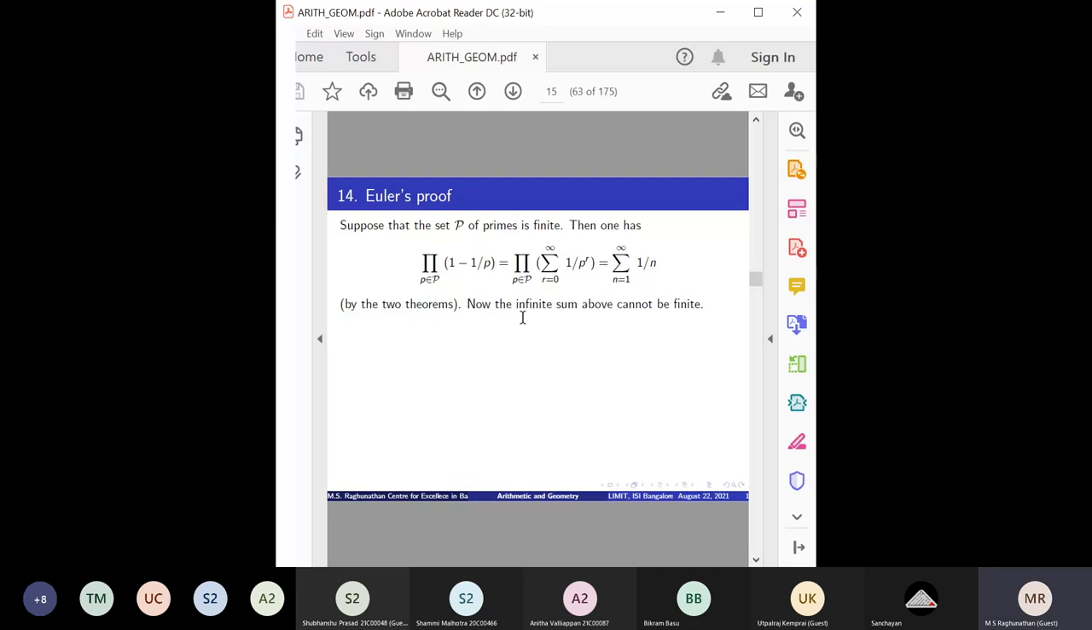Now the infinite sum above cannot be finite, and I give you a proof for that. One way of saying this is as follows: the infinite sum is certainly greater than any truncated finite sum. So I look at the sum of 1 by n, from n equal to 2^r to 2^(r+1). These are reciprocals of numbers between 2^r and 2^(r+1), so they are all greater than or equal to 1 over 2^(r+1). And there are 2^(r+1) minus 2^r numbers here. So it's greater than or equal to 1 by 2.